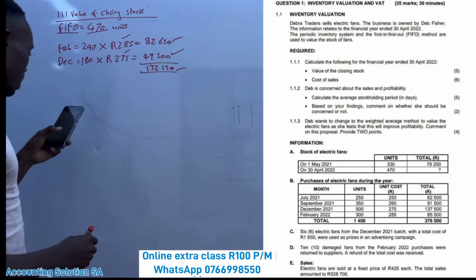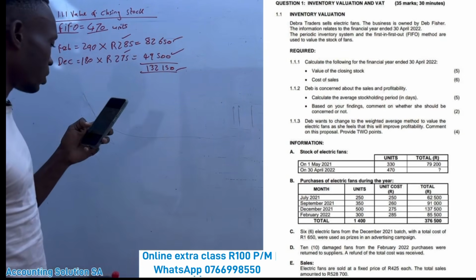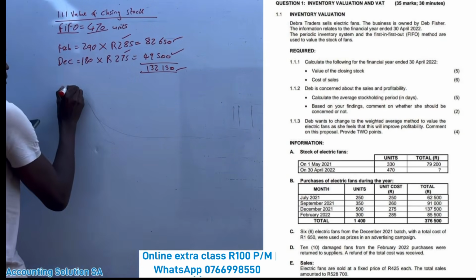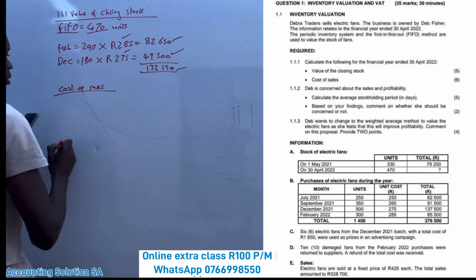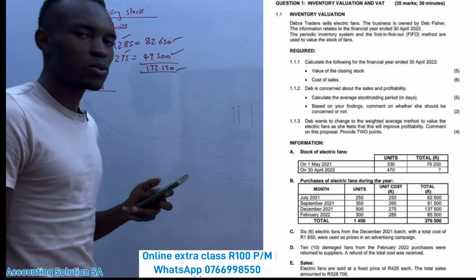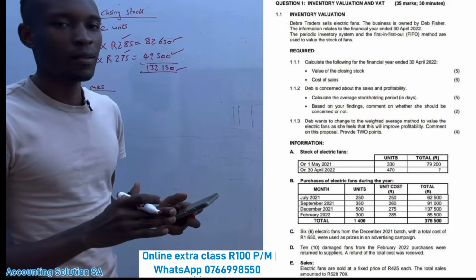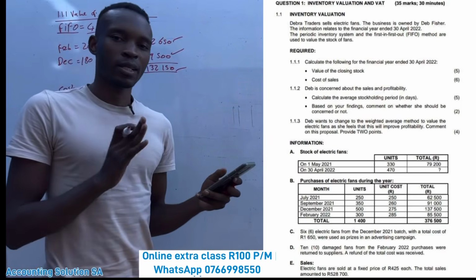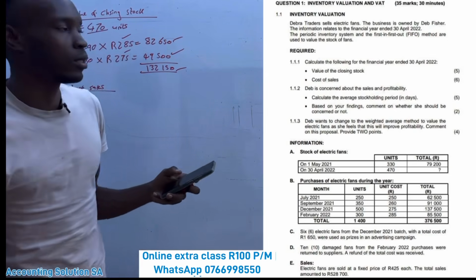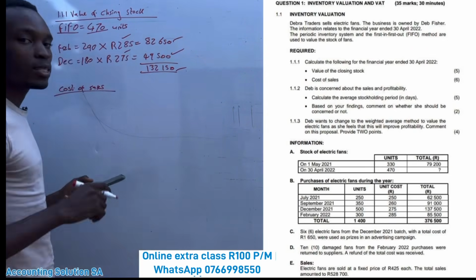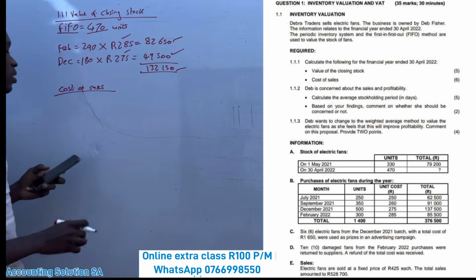Okay, then the next one, they said that we need to calculate cost of sales. Cost of sales, we use the formula opening plus purchases minus returns minus anything that is outside, then we minus closing. Only sales we do not include under the cost of sales formula.